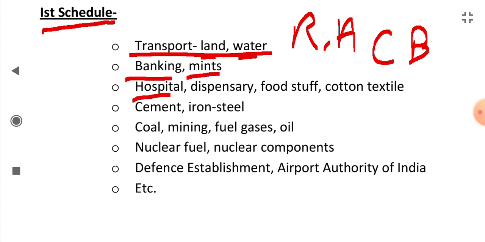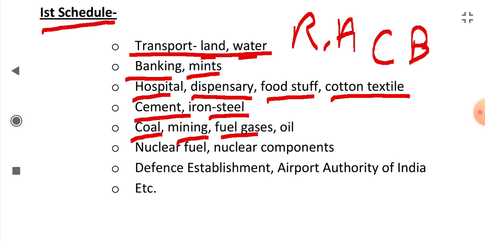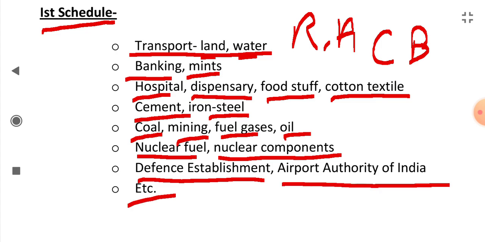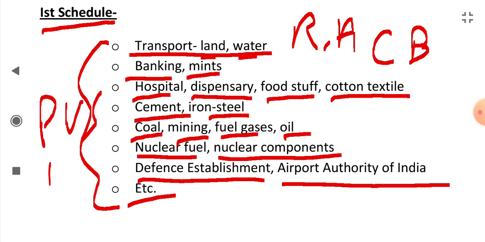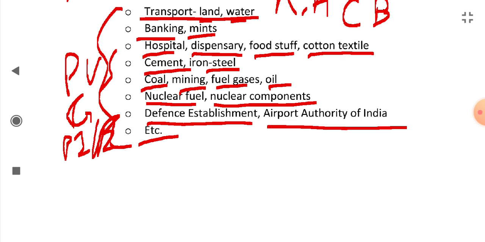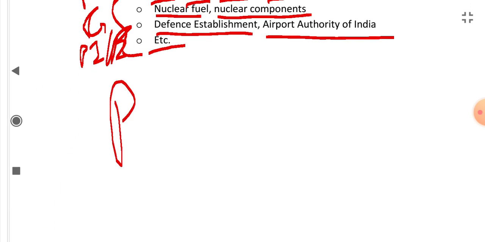Hospital industry, dispensary, foodstuff, cotton textile industry, cement, iron, steel, coal, mining, fuel gases, oil, nuclear fuel, nuclear components, defense establishment, Airport Authority of India, etc. All these industries can be declared public utility services by the appropriate government, if it is satisfied that it is in public interest or in an emergency. So this was public utility services.